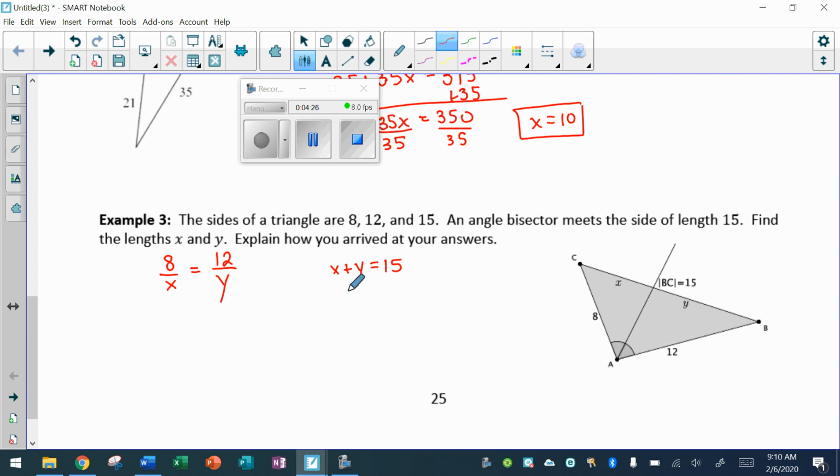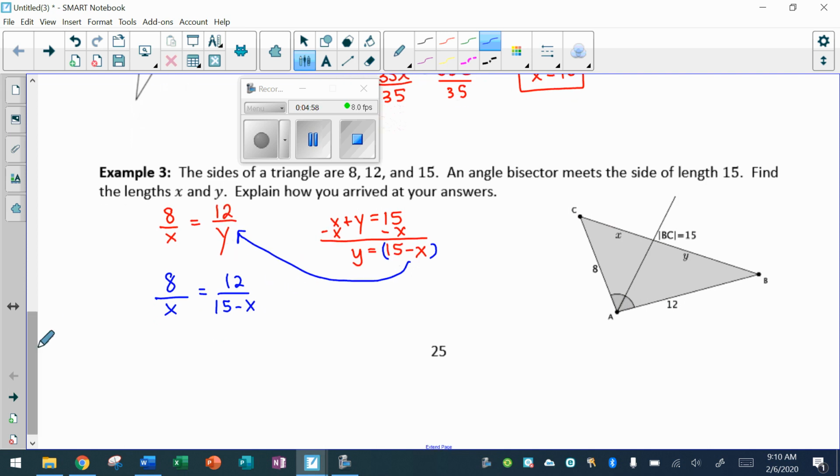There's my two equations. Here's one, here's the other. Well, I'm not going to get very far here unless I solve this. So why don't we solve this for y? I like solving for y. So y is equal to 15 minus x. Oh, yeah, I see that. And then let's take that and substitute it in here for y. So I'd have 8 over x equals 12 over 15 minus x. Oh, that seems like something I can solve because I have only one variable.